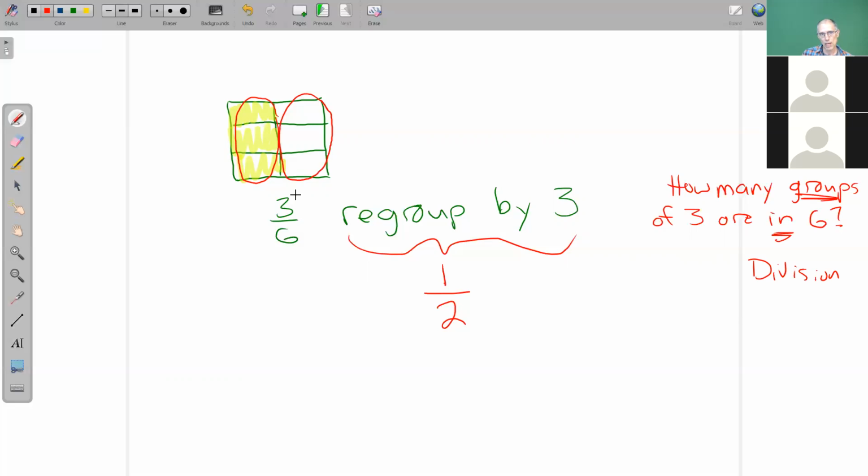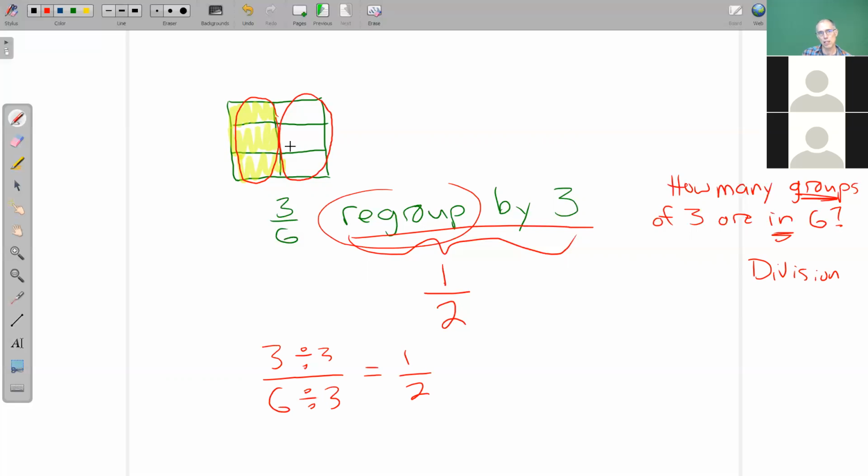And so what I'm asking when I do that physical regrouping here, I'm saying, okay, how many groups of 3 are in 3? And how many groups of 3 are in 6? And there's 1 group of 3 in 3, and there's 2 groups of 3 in 6. So this regrouping here physically is reducing fractions. So we can build fractions up, we can reduce fractions, all with pictures, and then later talk about the mechanics of this division, which can get a little complicated.